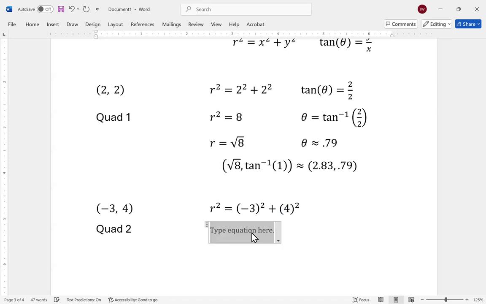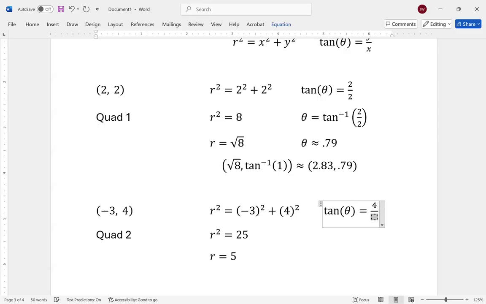So we're going to be using r equals 5. I tend to use the positive r value. Okay. Now, tangent of theta is going to be y over x. In this case, that's 4 divided by -3.